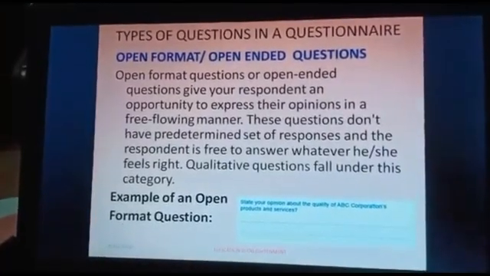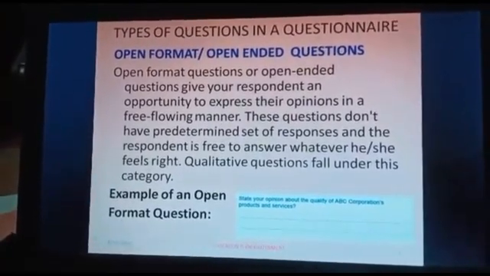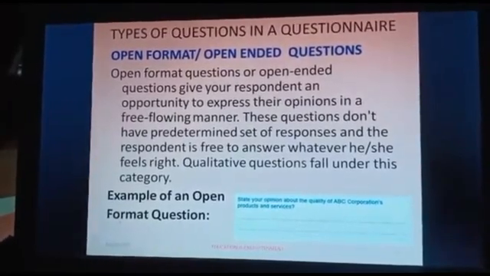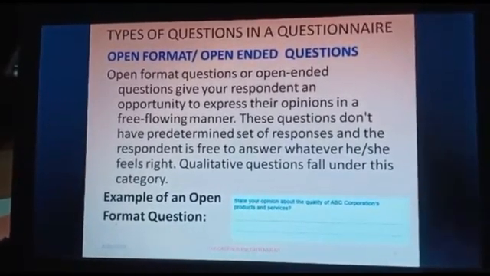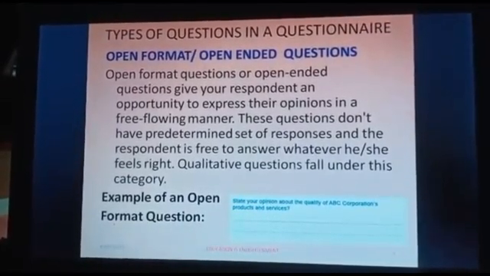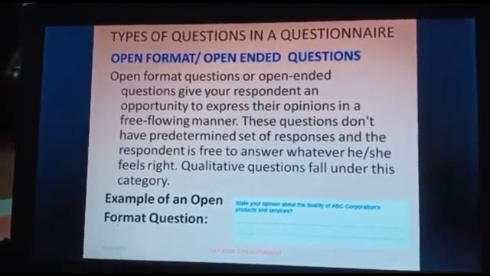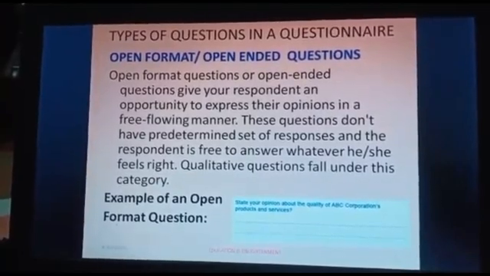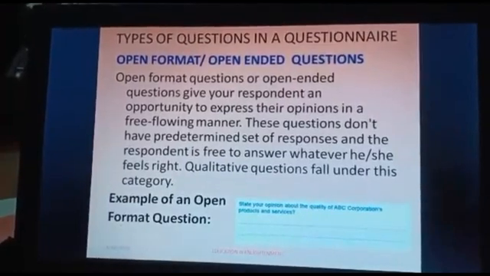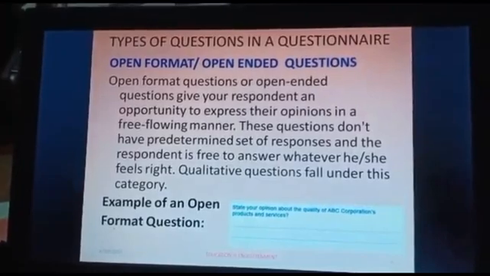Well, now we will discuss the types of questions in a questionnaire. To start with, we have the open format or the open-ended questions. The open format questions give your respondent an opportunity to express their opinions or feelings in a free-flowing manner. These questions don't have a predetermined set of responses, and the respondent is free to answer whatever he or she feels is right. Qualitative questions fall under the category of open format or open-ended questions.